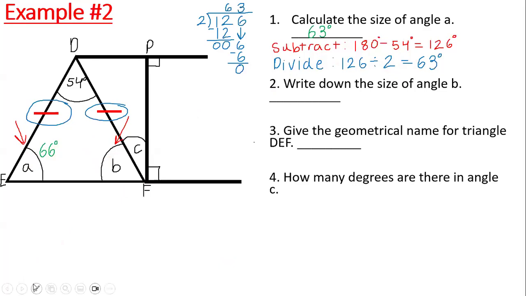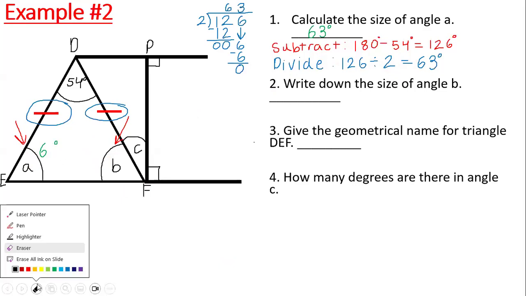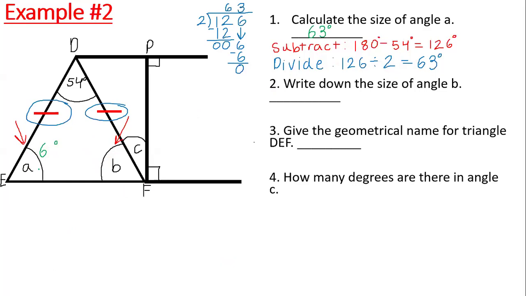All right. So A is equal to what? 63. What do y'all have for angle B? It says write down the size of angle B. 63 degrees. 63 as well. Very good, 63 degrees as well.